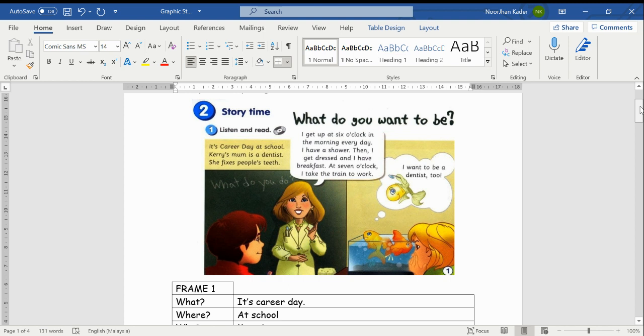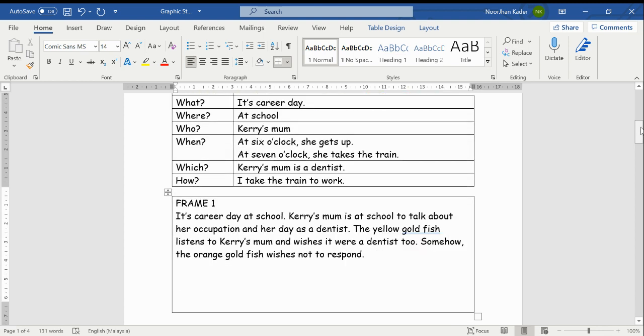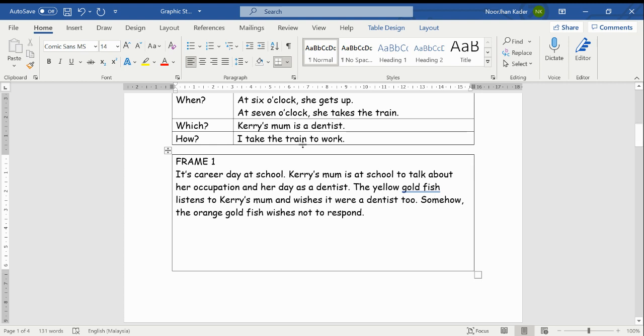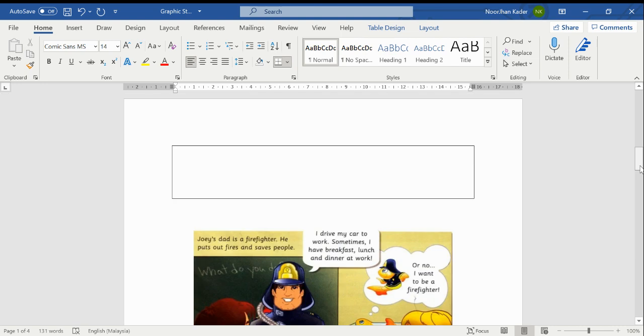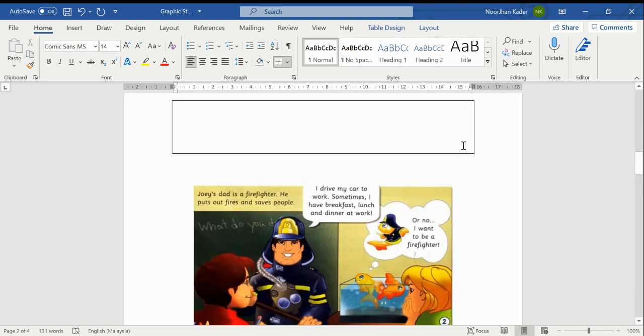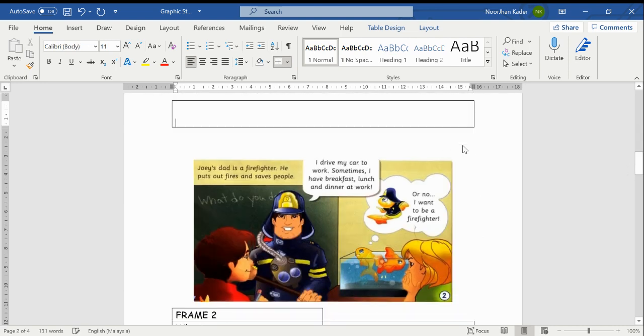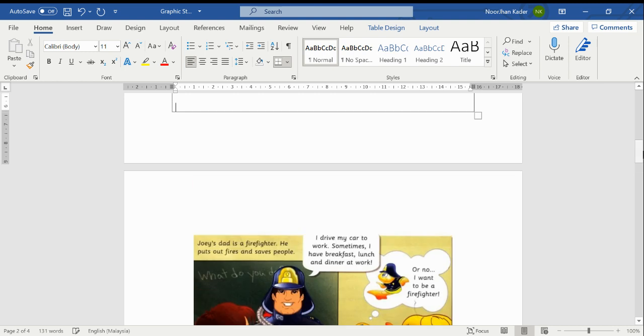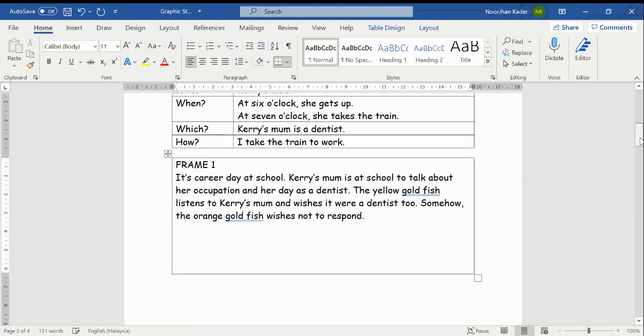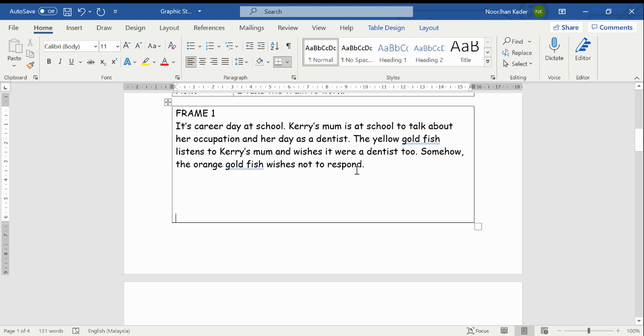So that will make the visual storytelling of the first frame of the graphic story into a narrative of the first frame. And the second one, let's go to the second one. We have to let go of this because we had enough space. Actually, it's lengthier, but I don't want to make it so lengthy.